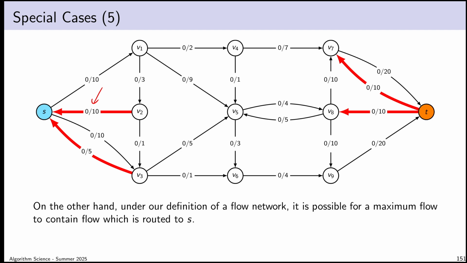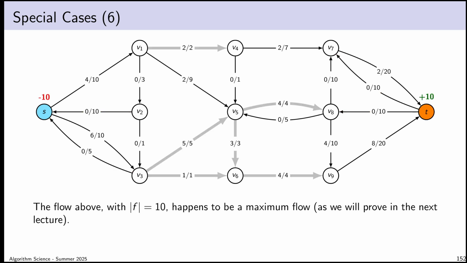It's even possible for a maximum flow to actually have flow routed along this type of edge. So consider this flow here, which happens to be a maximum flow. This is one of the flows that we saw earlier. We haven't proven that yet. That's why it says this here again. We'll show that in the next lecture.